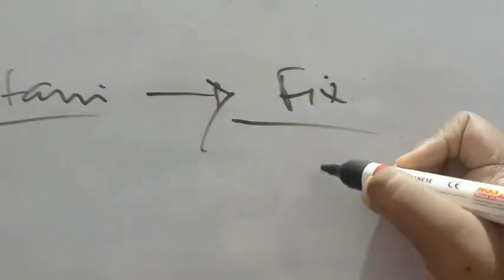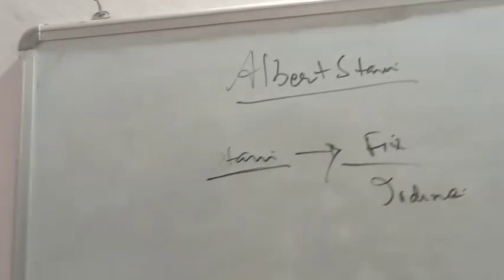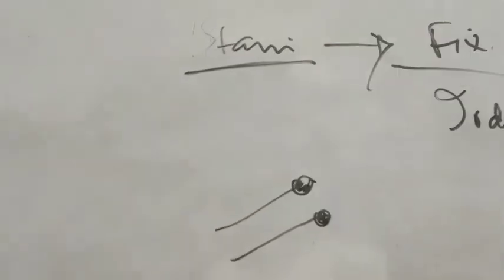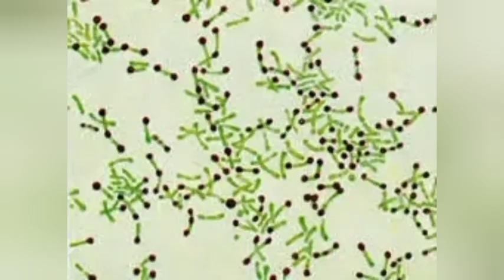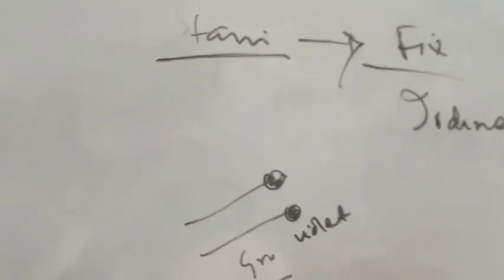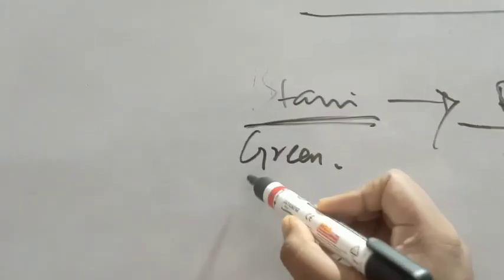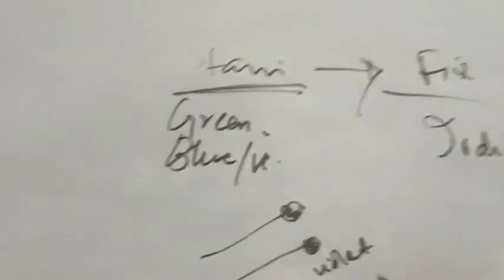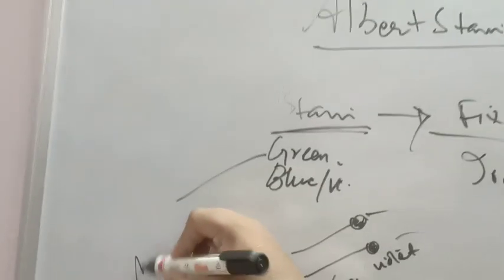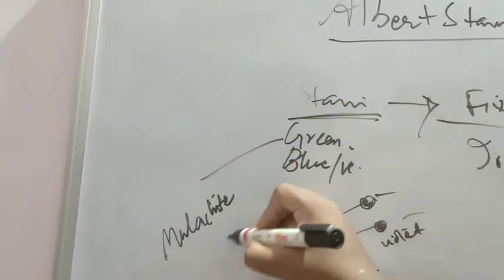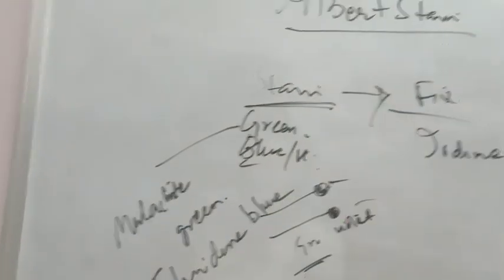For fixing, what do you need? The mordant, that is iodine. And to stain it, do you remember how Albert stain looks like? Corynebacterium, Chinese letter appearance, remember? Green bacteria with these violet ends. The basic thing is that in the stain you need something which is green color, and you need something which is light blue or violet color. So green is the malachite green. And this blue or violet is toluidine blue. Okay, so that is the stain.